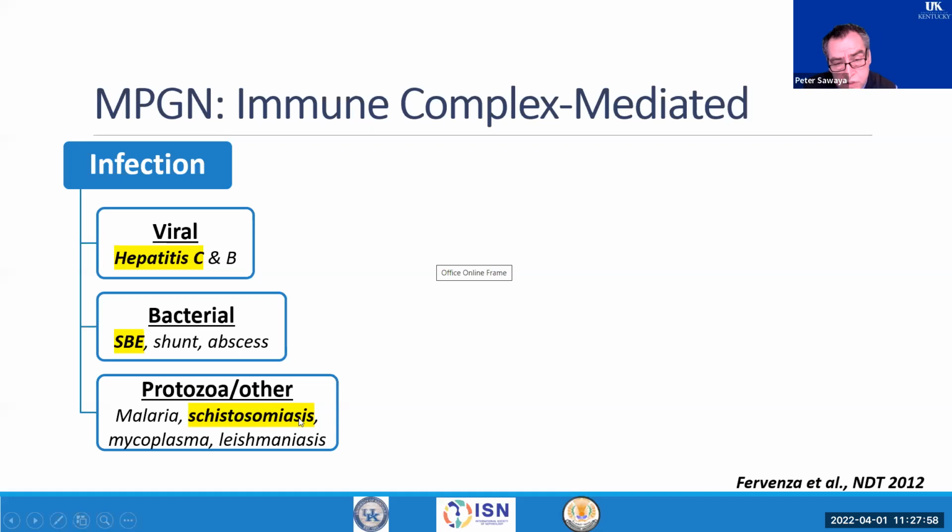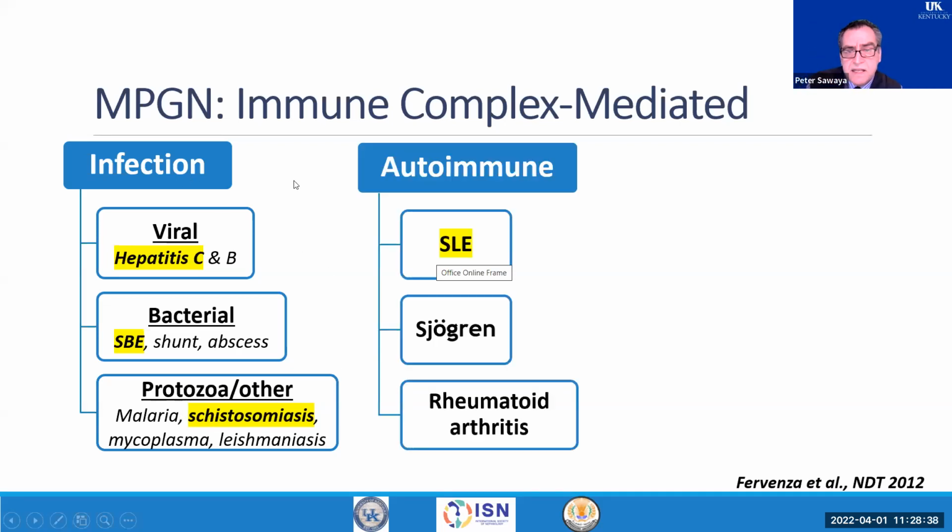Protozoal, for you guys, schistosomiasis, I highlighted here. Malaria, mycoplasma and leishmaniasis. If you are in South America, you will have leishmaniasis. So these are common. Obviously, this is not a comprehensive list, but the point is you are going to search for infection. When you see that lesion with immune complex, C3 and C4 both low, you are going to do a blood culture. You are going to check for hepatitis B and C. I don't know if I would check for schistosomiasis here in the United States, but definitely in Egypt you are going to check for that.